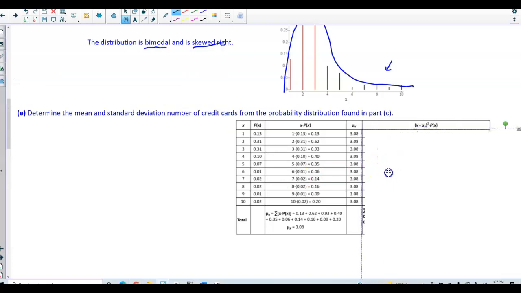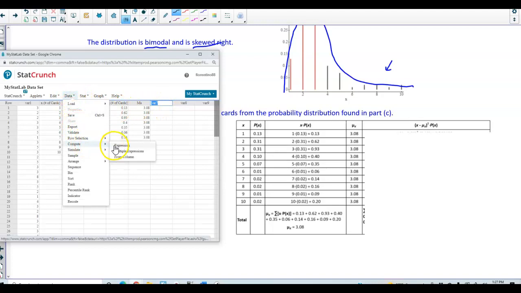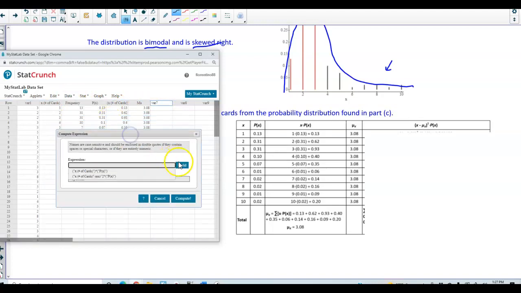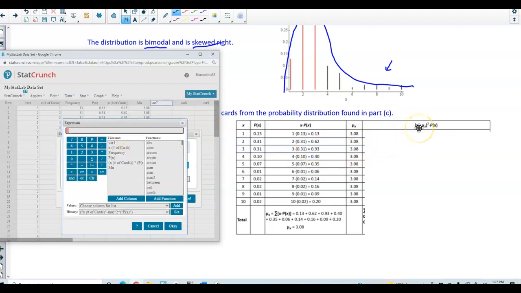Okay, now recall that if we want to find the standard deviation, we need to use this formula and then add it up. So what does that mean? That means that we need to get a new column. We're going to go to data, and then compute and put another expression in there. So we're going to build this expression by doing the following. We're going to have left parenthesis, and then we're going to take the value of x, which is this column here, which is the x number of cards, right? And then we're going to subtract, so we're going to put minus, and then we're going to subtract the mean, which is the column that represents mu.